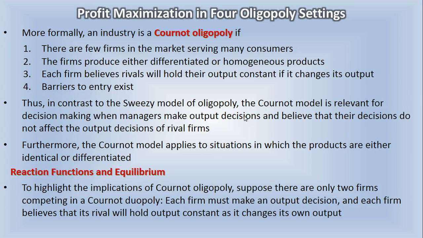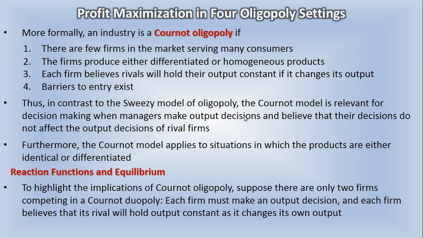All right, the second one we looked at was the Cournot oligopoly. In the Cournot oligopoly, again, few firms serving many consumers, oligopoly. The firms produce either slightly different versions of what everybody's selling or the same thing, a homogeneous product. Each firm believes that rivals are going to hold their output constant if it changes its output, and that is the main assumption here that sort of defines the setting.